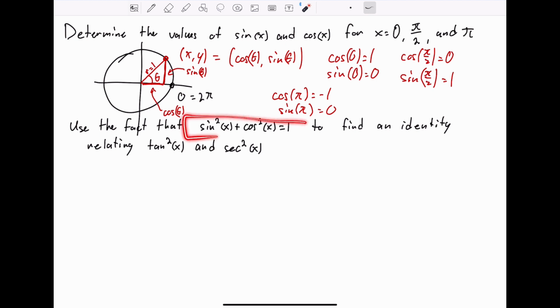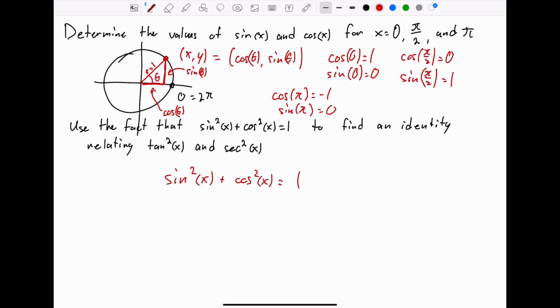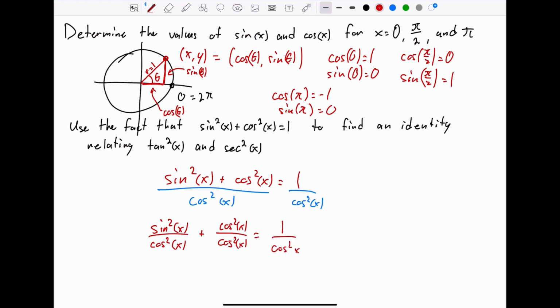Now, let's use sine squared plus cosine squared equals 1 to find an identity for tangent squared and secant squared. And here's how we're going to do it. Let's write down the original identity, and we're going to divide both sides by cosine squared of x. Since we are adding here in the numerator, we can split this fraction into two separate fractions. This simplifies to sine squared of x over cosine squared of x plus cosine squared of x divided by cosine squared of x. And this equals 1 over cosine squared of x.